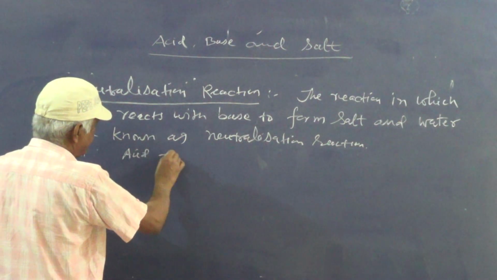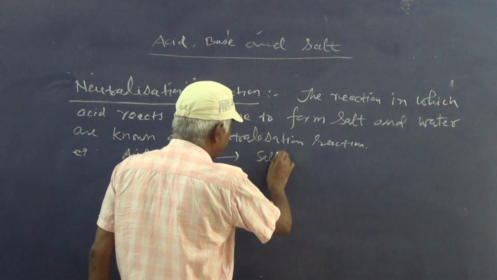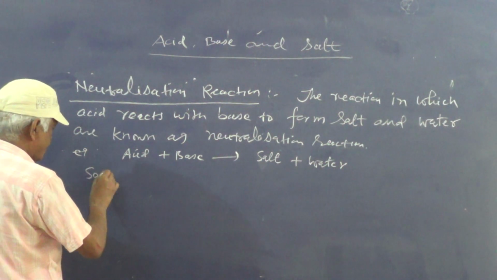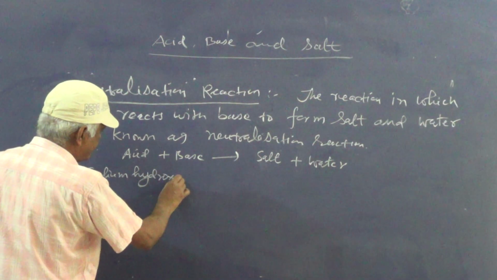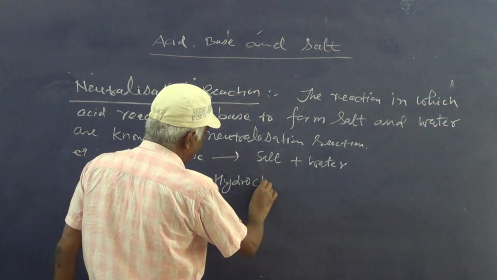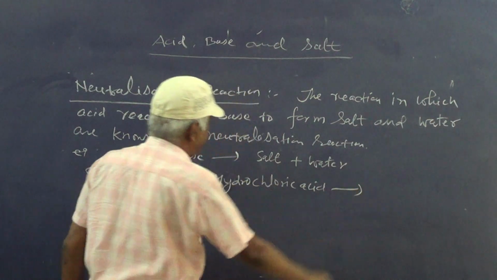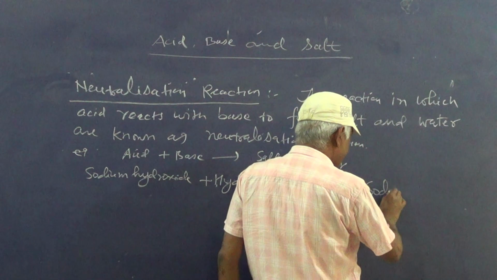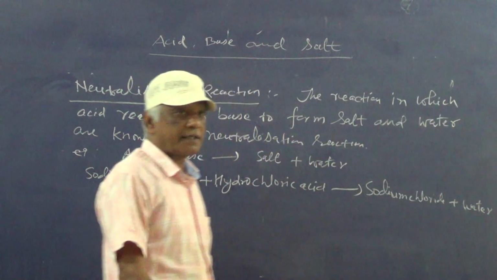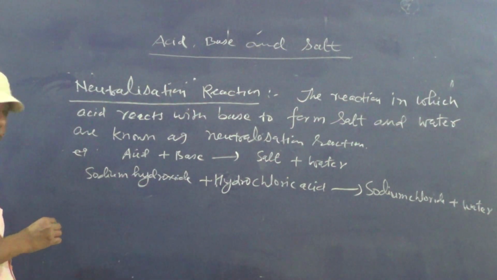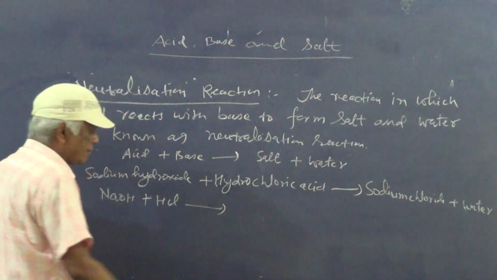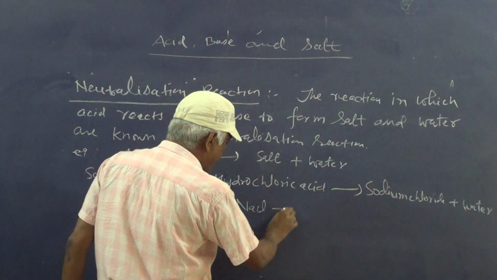Just for example, acid plus base to give salt plus water. Just for example, like this: sodium hydroxide, a base, plus hydrochloric acid to give sodium chloride plus water. Write the chemical equation. Sodium hydroxide chemical formula is NaOH. Hydrochloric acid is HCl. React together to form sodium chloride NaCl plus water.